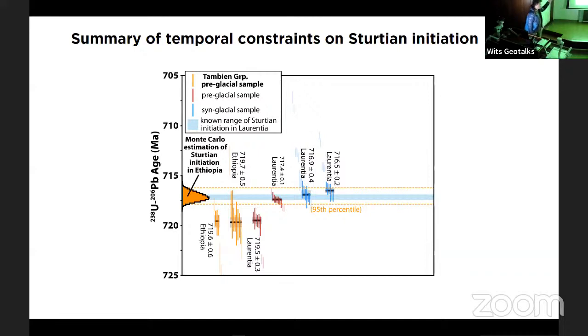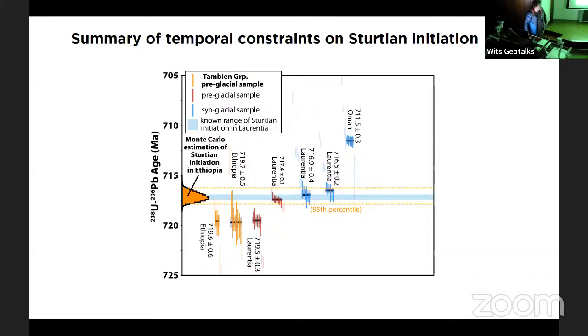So in this case, this is a positive test, right? I mean, we kind of independently said, okay, how old are these diamictites in Ethiopia? It's completely different terrain. It's got no paleogeographic connection with Laurentia and what is now Northwest Canada. But despite that, the ages line up really well. And so this means that this Snowball Earth hypothesis in this case makes sense.